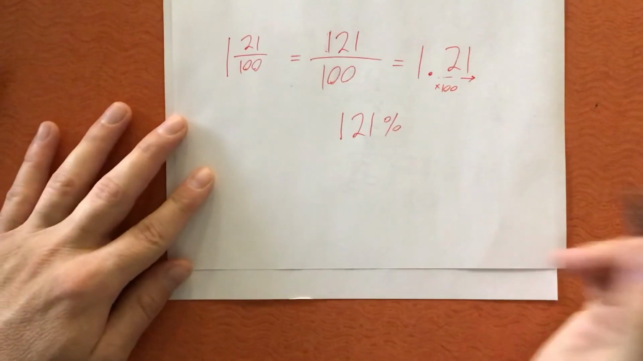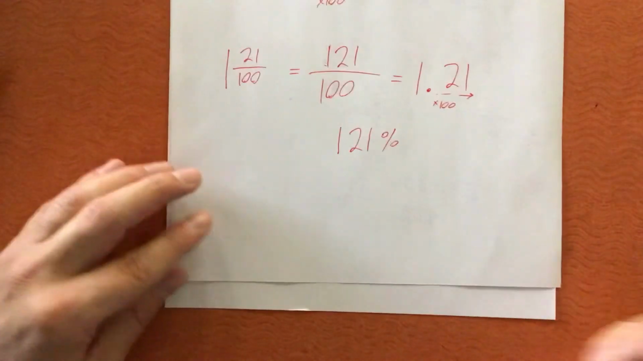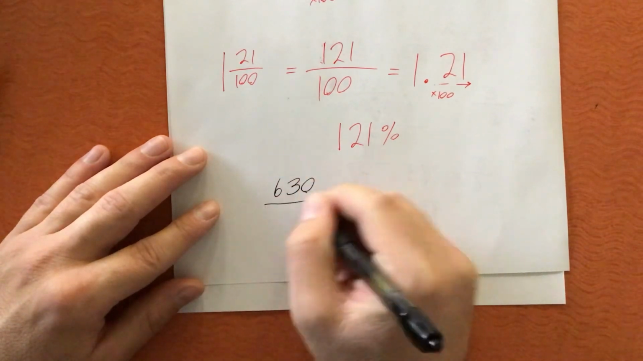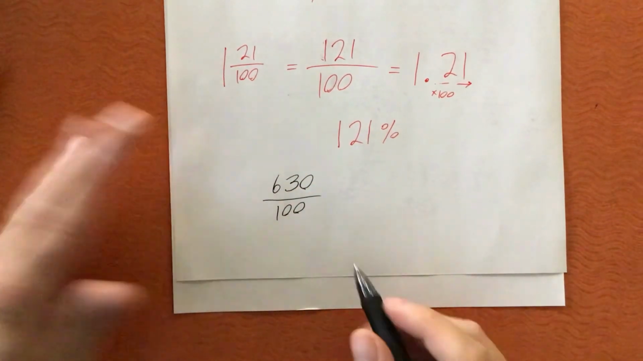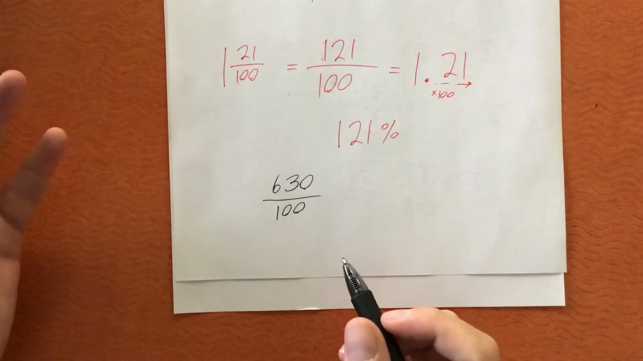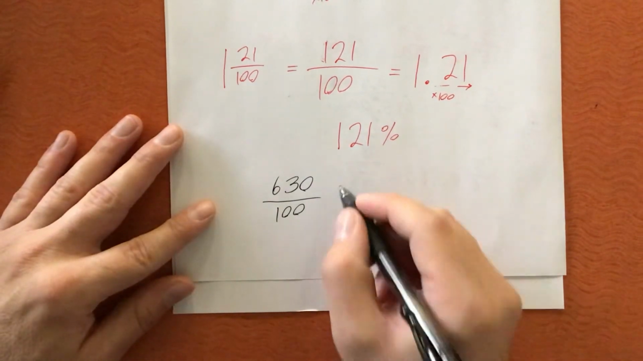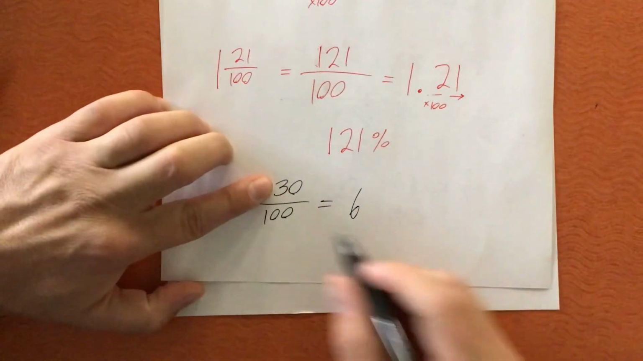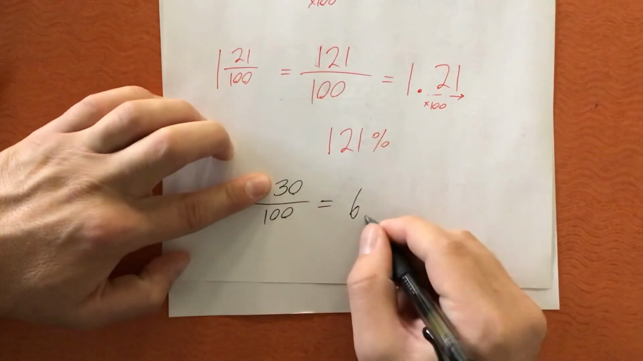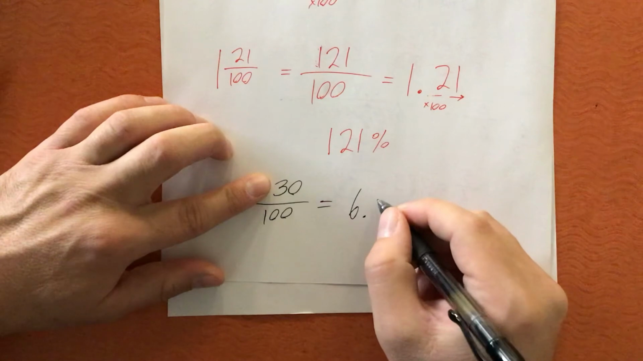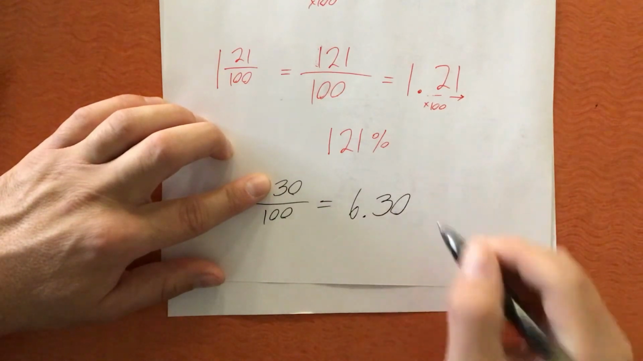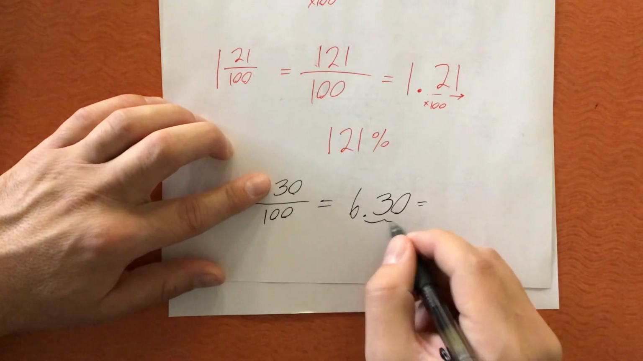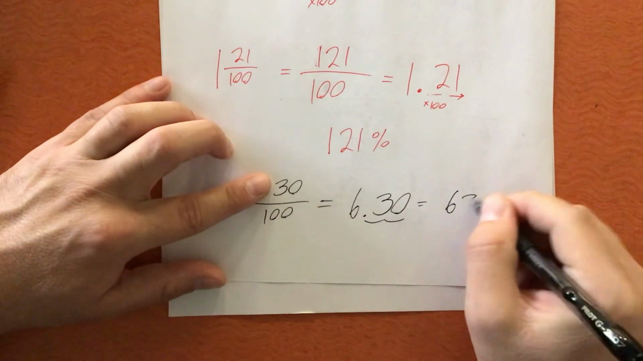So let's look at another one real quick. Let's say that somebody had 6 and 30/100, or 630 over 100, okay? It's still a fraction. It's an improper fraction, sure, but we could still change it. So we have 6 wholes, and then what's left over, we have 30 over 100. Now, you guys know how to do 30 over 100 now. What would that be as a decimal? 6.30. And then if we were going to make that a percent, you move it over twice, 630%.